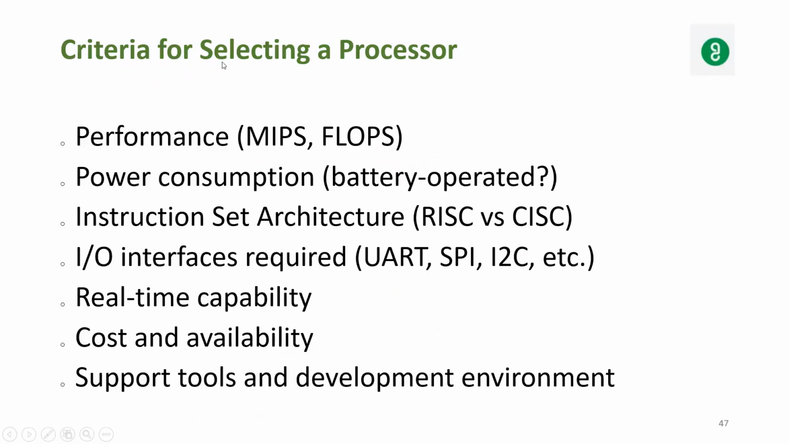Criteria for selecting a processor is that you have to see the performance, million instructions per second or flops, whichever is required according to the application requirement, and you have to select it. First thing. Second thing is power. Whether it is battery operated or not. If it is battery operated, you have to design the system in such a way that it consumes less power.